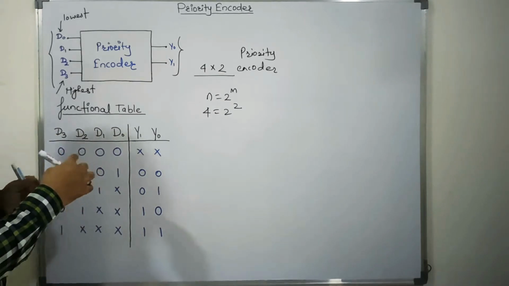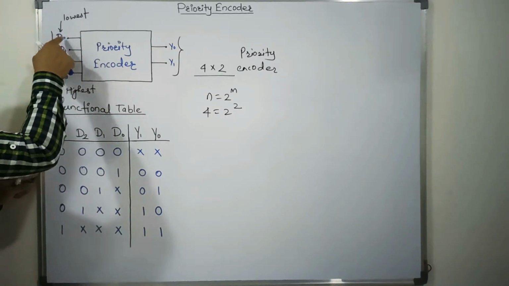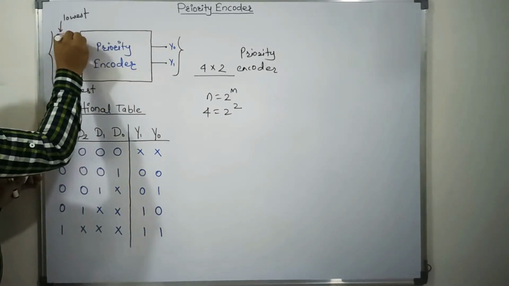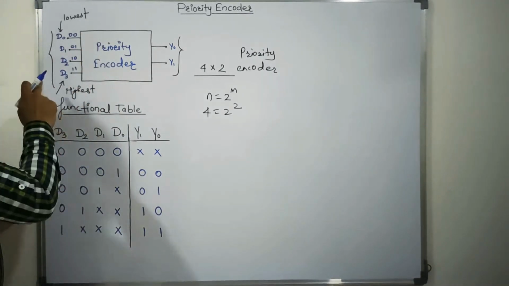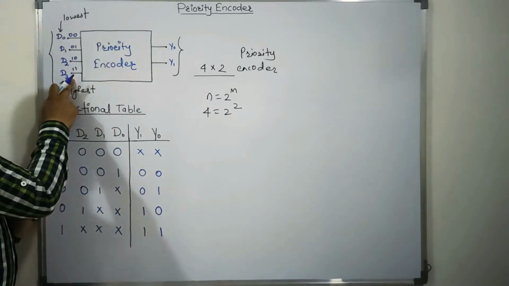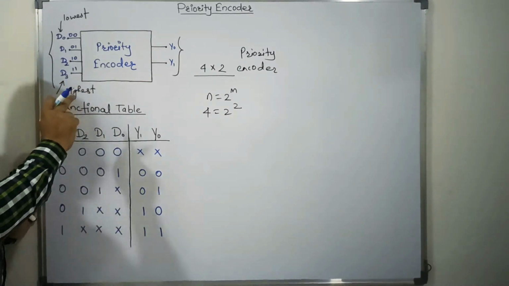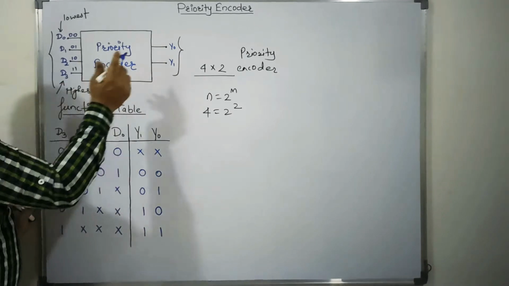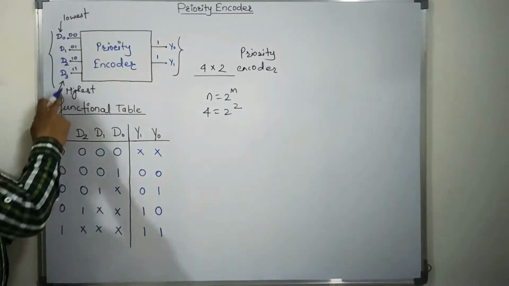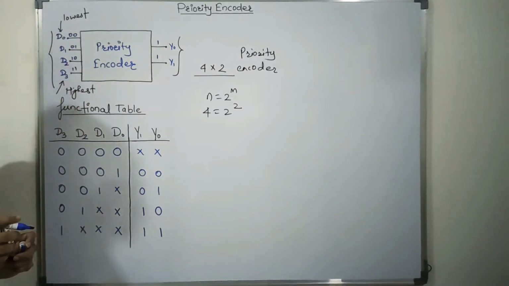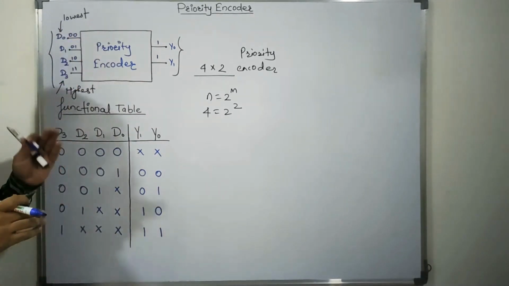The word itself says priority. Suppose the input is 0 0 0 1, then 1 0 and 1 1. In this case, D3 is high, and we know that D3 has the highest priority. That's why the output Y1 Y0 is 1 1, and the remaining inputs are don't care, meaning we don't consider all the remaining lower priorities.